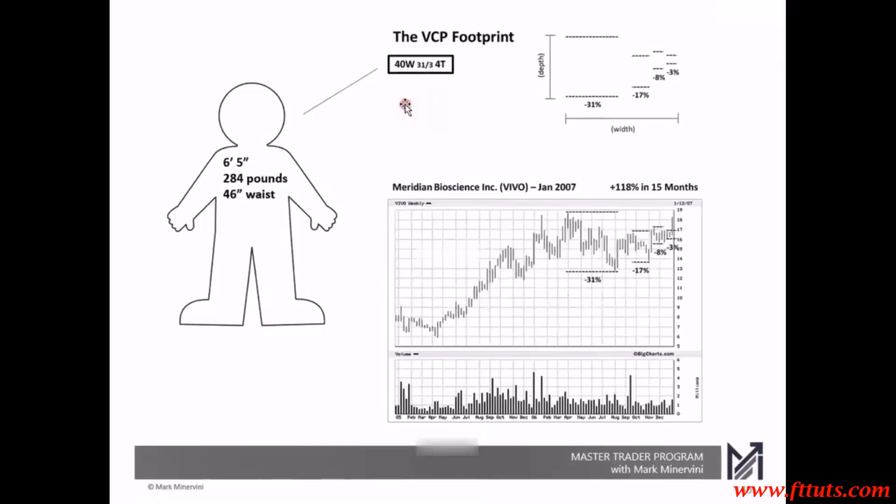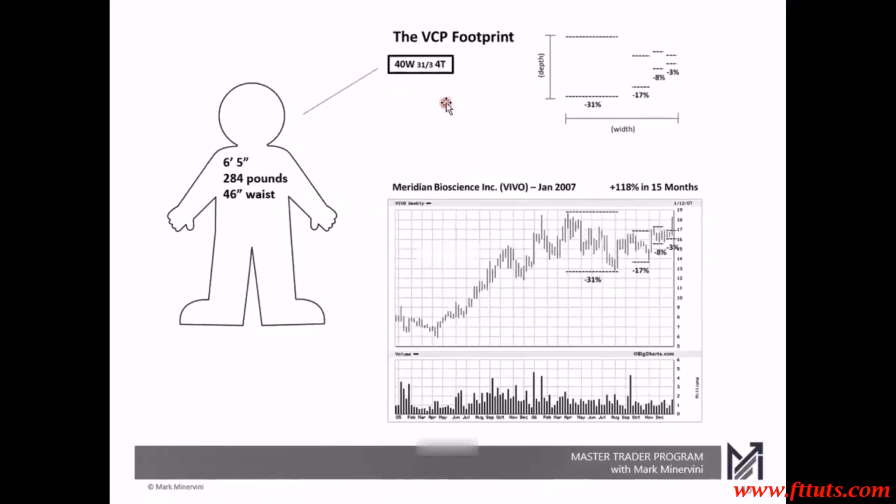I keep my notes by hand in my notebook, just so I can look at a stock in my notes and see the symbol. So I've got XYZ as a potential candidate. I can see 40W 31 by 3 4T. That means 40-week base, largest contraction or largest pullback 31%, 3% on the right, and it's gone through 4 contractions. So I get a mental picture of that in my head.